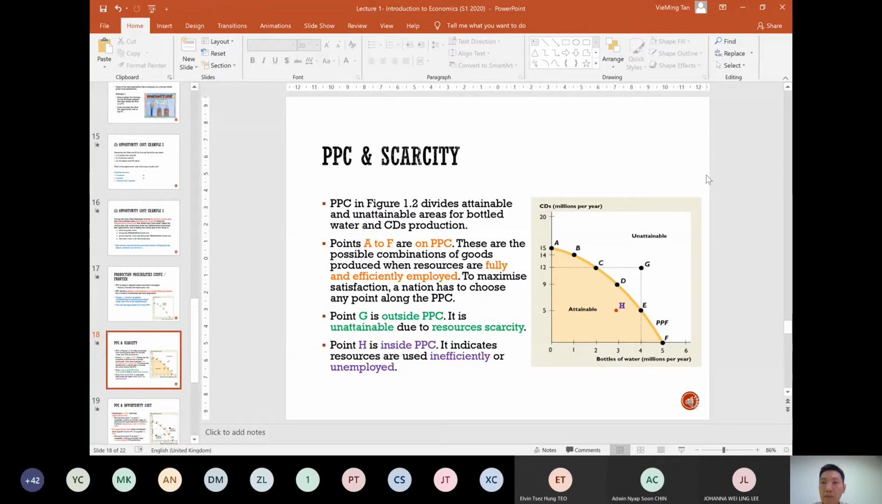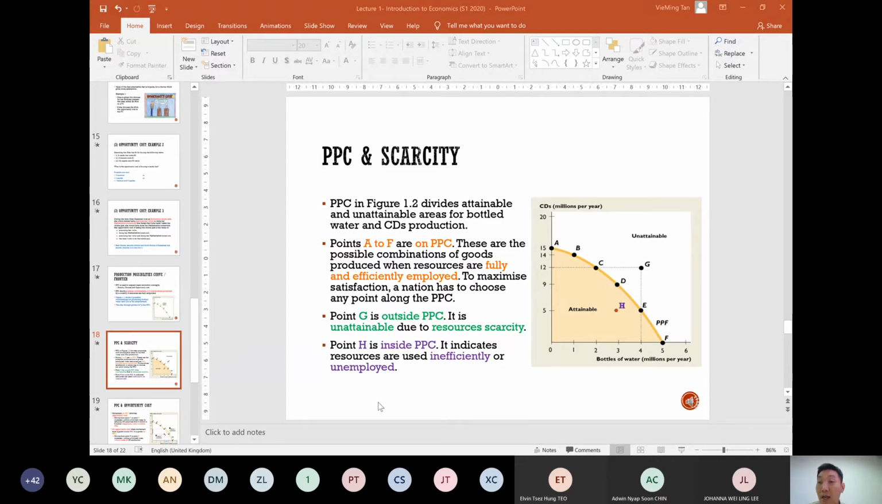Which point? Any response? We have A, B, C, D, E, F, G, H. On the graph, yeah. Which combination point should be chosen by a country or a nation or economy in order to maximize utilization of the resources? Anybody? Volunteer? How about Ahel? Ahel, Inesh, are you here?